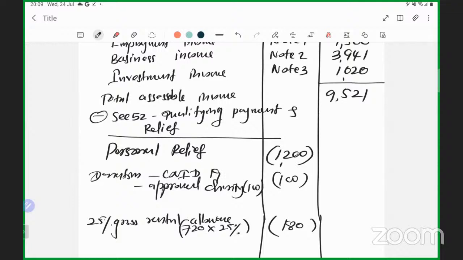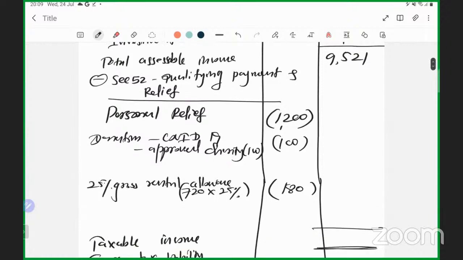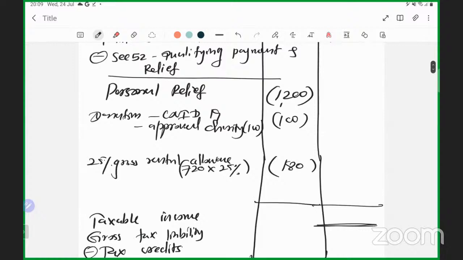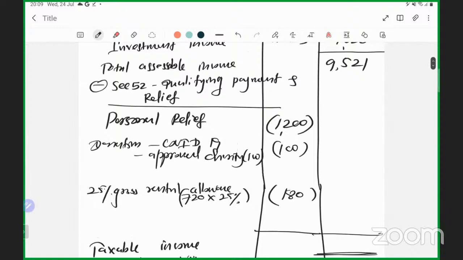What are the other qualifying payments available for individuals? If there is any foreign service provided, and if you earn income in foreign currency, you can take that as a qualifying payment. But in this case, there is no such foreign currency service income. The other one is the 25% gross rental allowance, which we already took, right? Therefore this is the total available qualifying payment and relief for the individual in this calendar year.